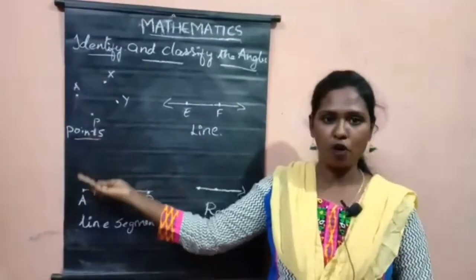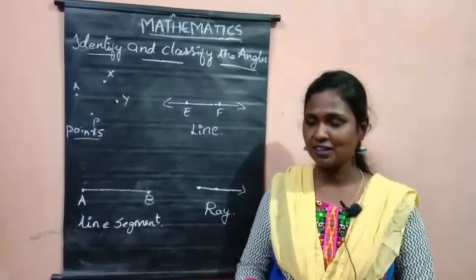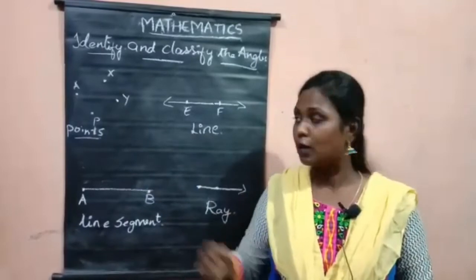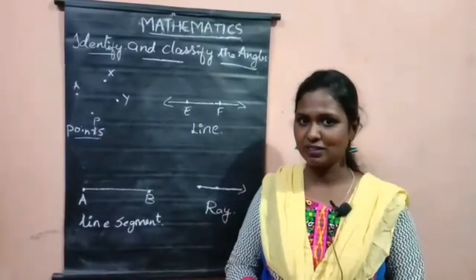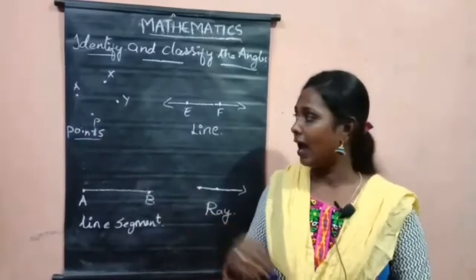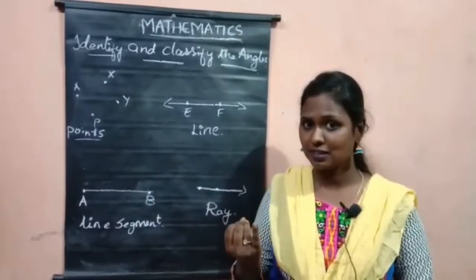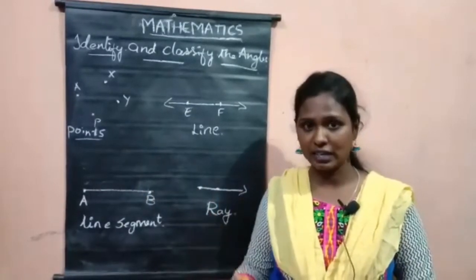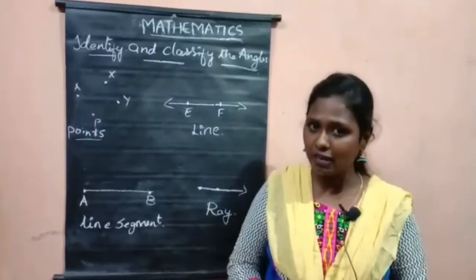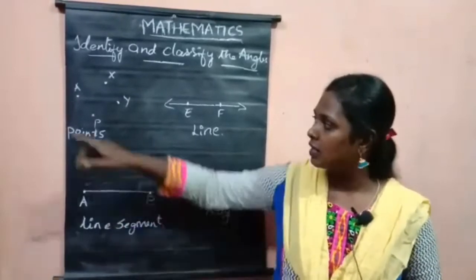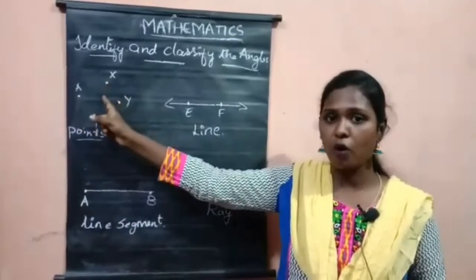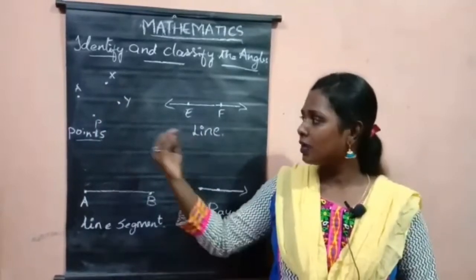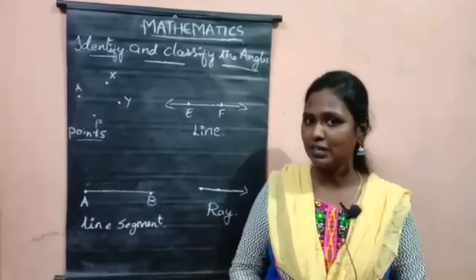Here we have points. You know that a point is exact. A point has an exact location in space and it does not have any length, breadth or thickness. Points can be denoted by any English alphabet. For example, A is a point, X is a point, Y is a point and P is a point. You can draw as many points as you need.